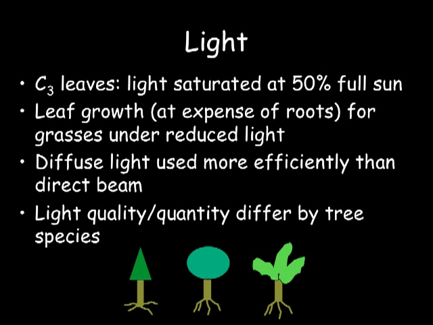So if I've got a tree in the system and the light hits it and bounces off of it, or it hits the ground and bounces up underneath the canopy, it's moving around, so it can hit the forage canopy from many different angles. And that allows for greater light penetration, and that can improve the use efficiency of that light. Fourth point, light quality and quantity are going to differ by tree species.